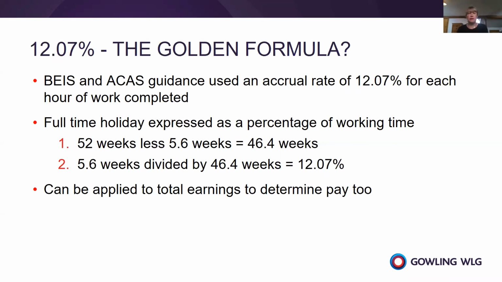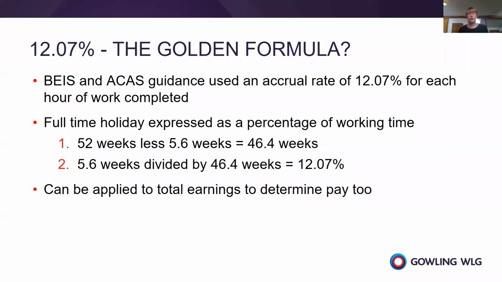Now, it's been long established that a shorthand way of calculating entitlement and pay is to apply this 12.07%. Now, that comes from the calculation that's on the slide. So it's basically a 52-week year, reducing by the 5.6 weeks of annual leave down to 46.4 weeks. You then divide the 5.6 weeks leave by that 46.4 weeks, and you get this lovely percentage that allows you to determine entitlement and pay. So that's great. It was in the guidance. Everything was fine.